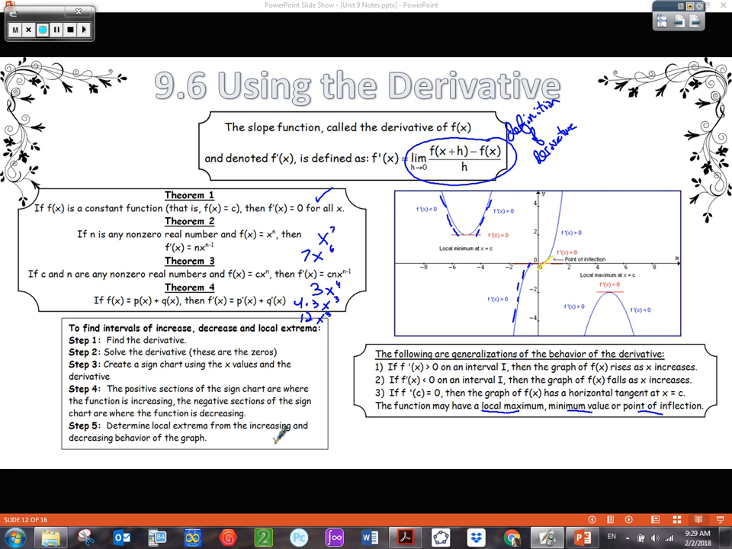So I'm just going to write an example up here. I'm going to write a sign chart. I'm just going to make one up. Okay, let's say this is our sign chart, and it looked like this, and it went like that. Let's just say it did that. So let's talk about what that means. This is the sign chart for f prime.